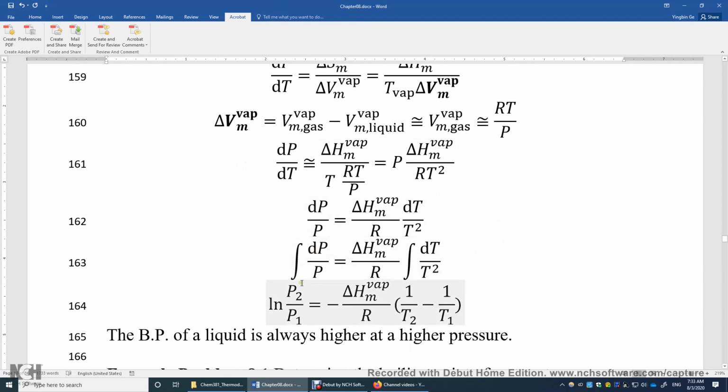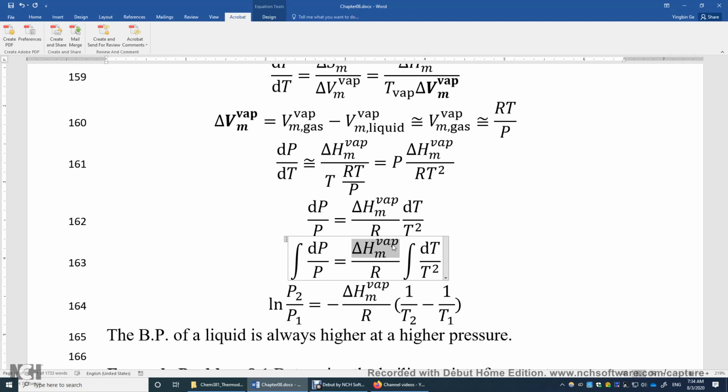We integrate this dP over P. We integrate this dT over T squared. We assume this delta H vaporization is constant. Why can we do that? Actually, the enthalpy of vaporization does depend on temperature, but the dependence is small. Why? The dependence is delta CPM. Delta CPM is the CPM of water vapor minus the CPM of liquid water, if we're talking about water. And this delta CPM is typically very small. If you integrate that, it's typically very small.